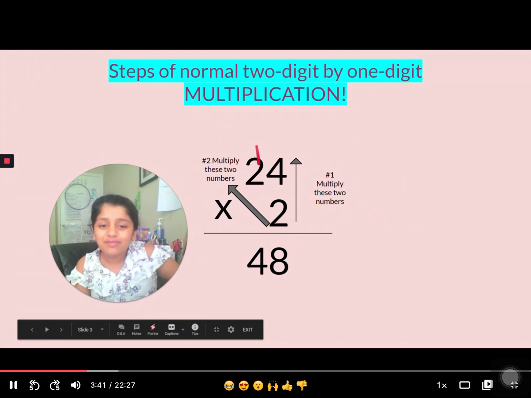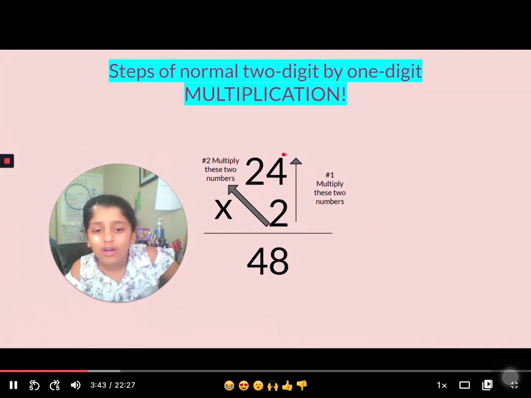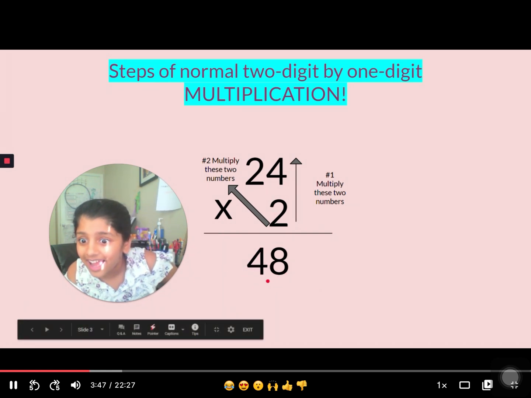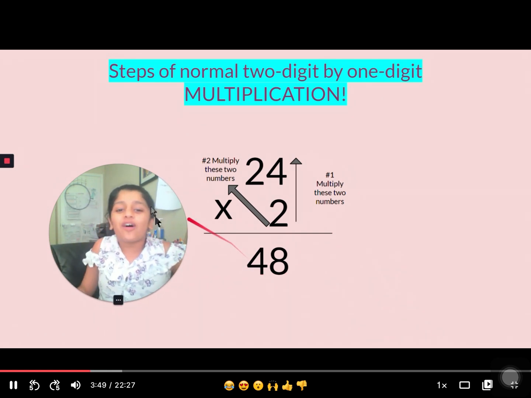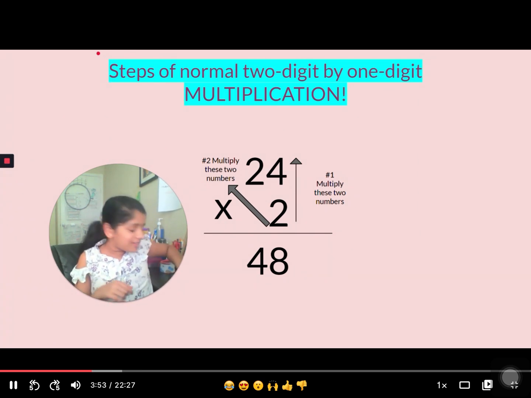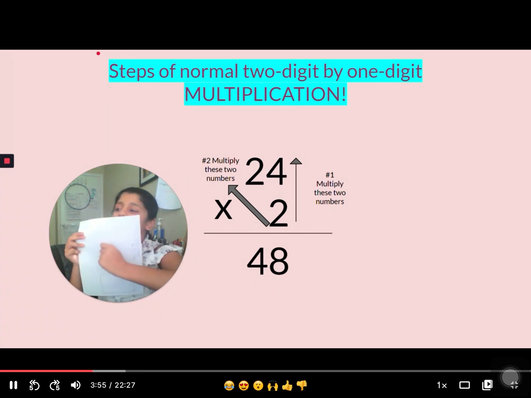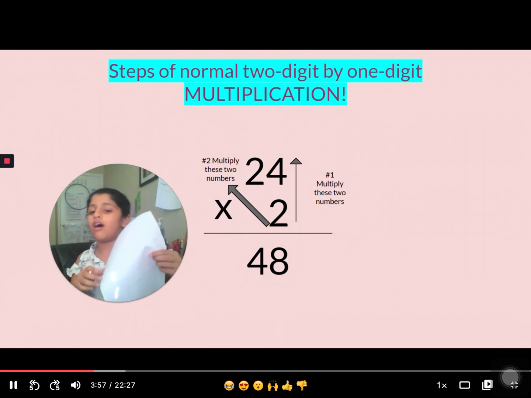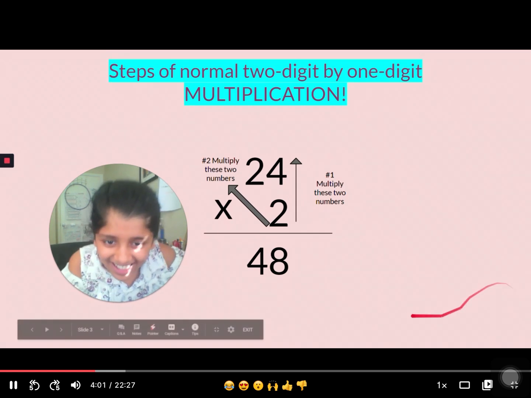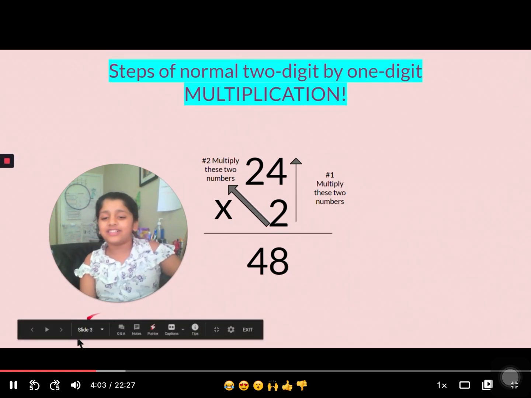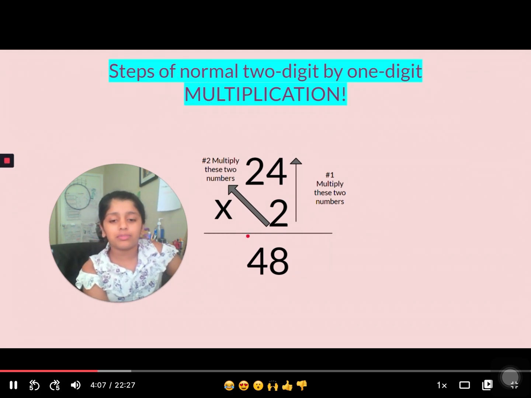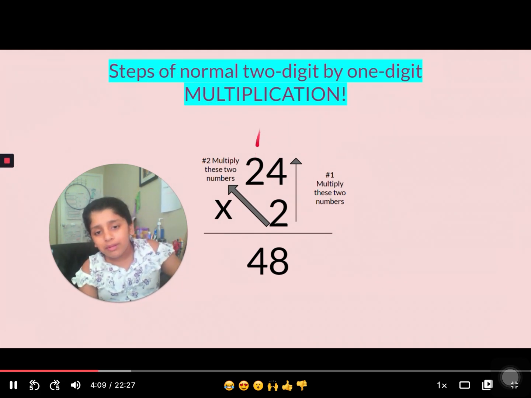Okay, so first you would multiply the ones place like I said. And we know that 4 times 2 is 8. You guys probably have something to write on. I can just jot down a few notes, but this is not what I'm going to be writing on because I have it on the screen. You can use a piece of paper to put the steps of normal 2-digit by 1-digit multiplication too.